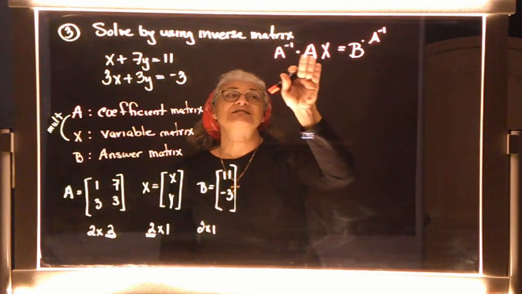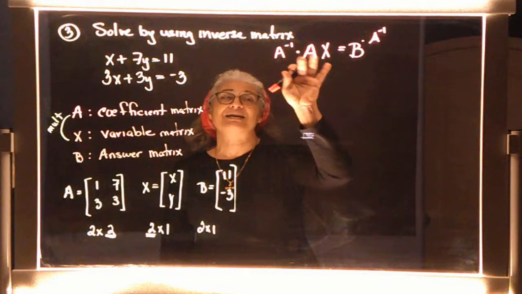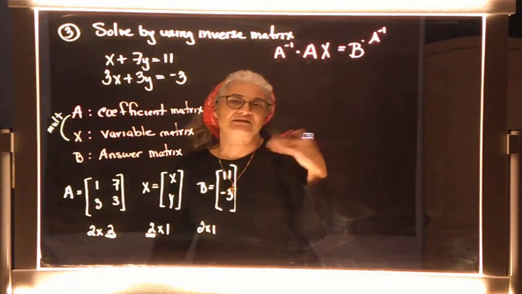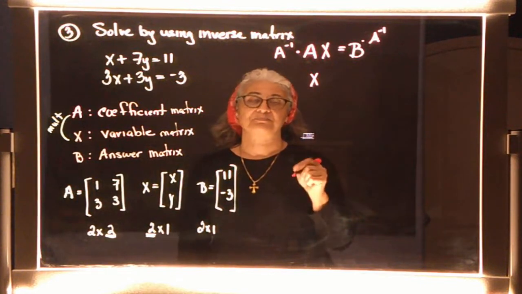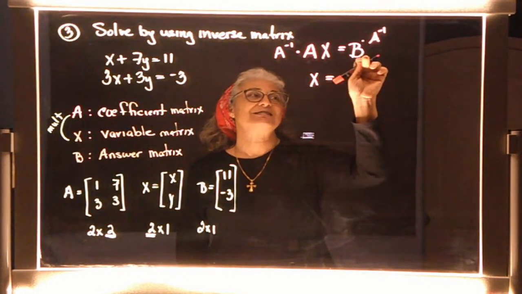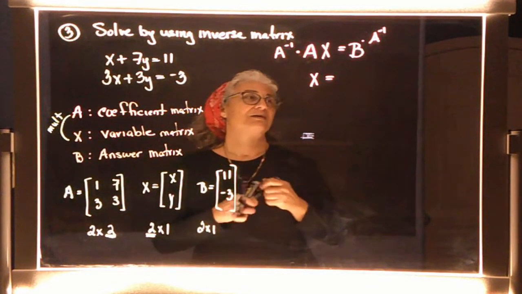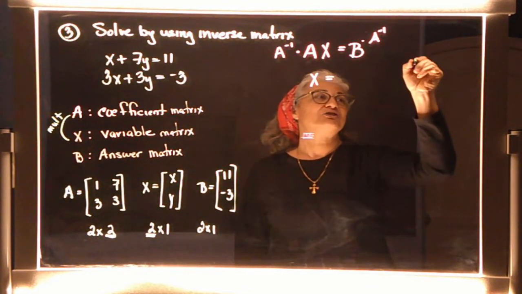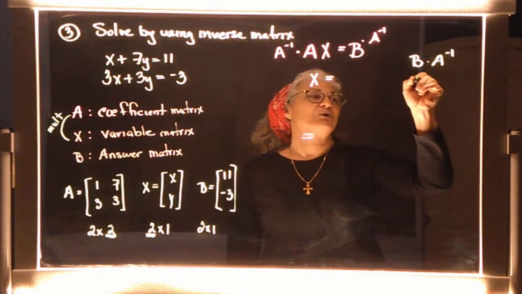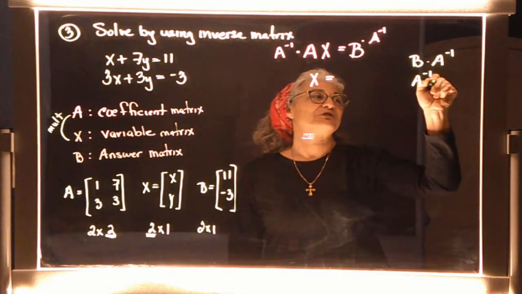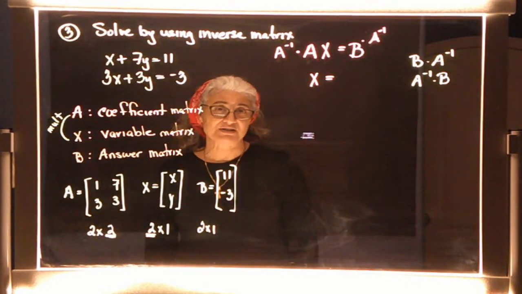And remember, it doesn't matter the order in which I multiply these two matrices, A and its inverse, they're going to cancel and give me the identity. So I'm just going to be left with x. But the question is this side. Do I write it as B times A inverse, or do I write it as A inverse times B? Which order can I multiply those matrices together?